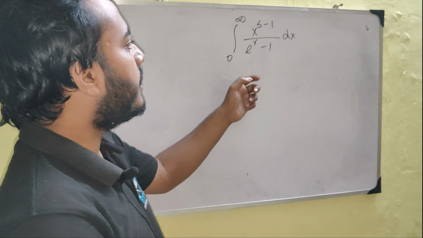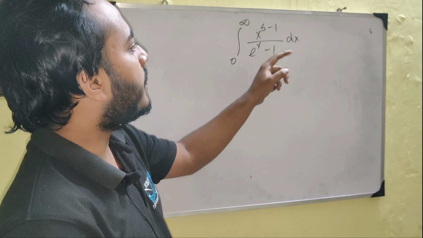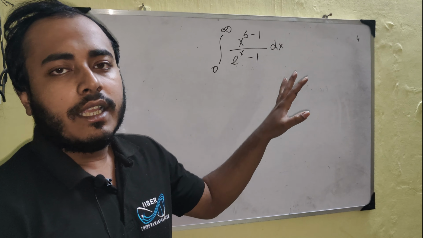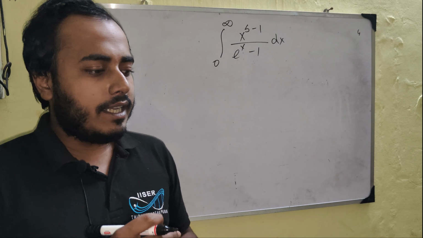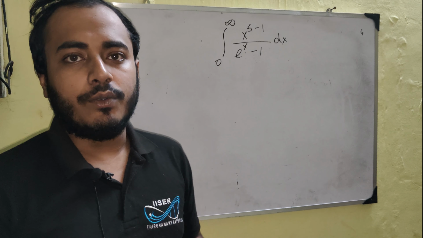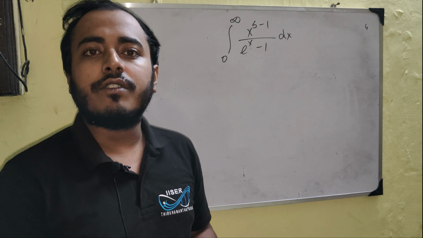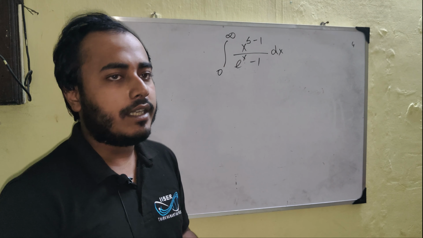So this integral 0 to infinity x to the power s minus 1 by e to the power x minus 1 dx, right? This cannot be solved using any traditional ways you have learned in high school. So integration by parts will be useless here. Integration by substitution is not going to work here. You can try it if you like.